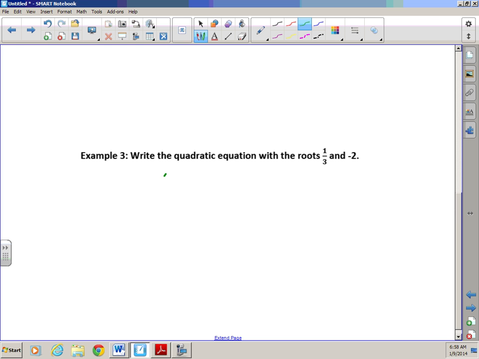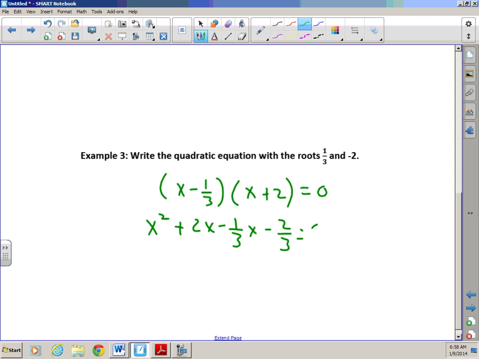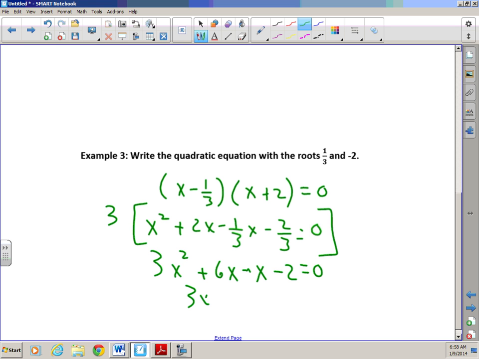So now I'm going to show you using method 2. I FOIL this at x squared plus 2x minus 1/3 x and minus 2/3. So now this is where we want to get rid of these fractions. So I multiply by my LCD. What's my LCD? It's 3. So you multiply everything by 3. So I get some very nice numbers to work with. Okay? And then I just combine my like terms at the end.